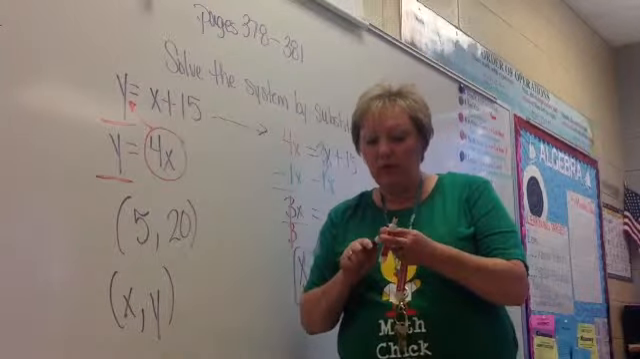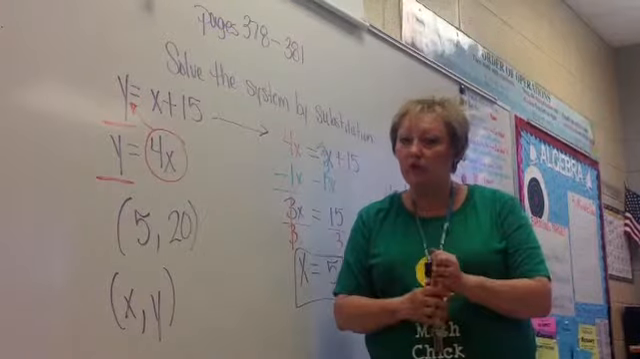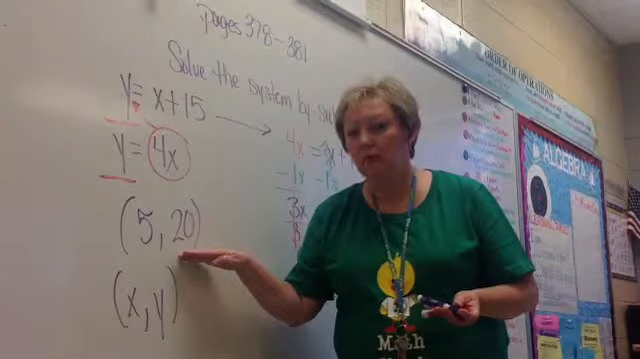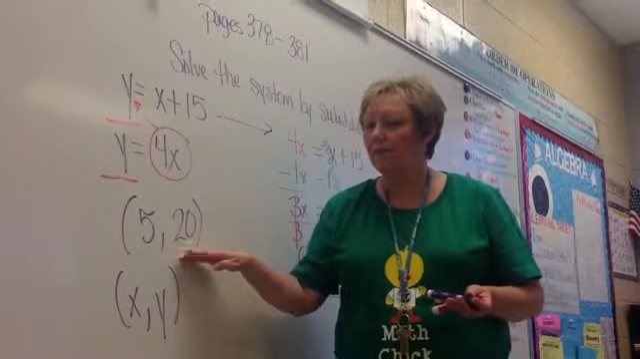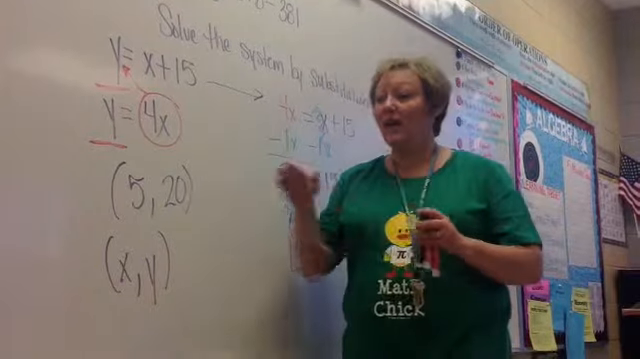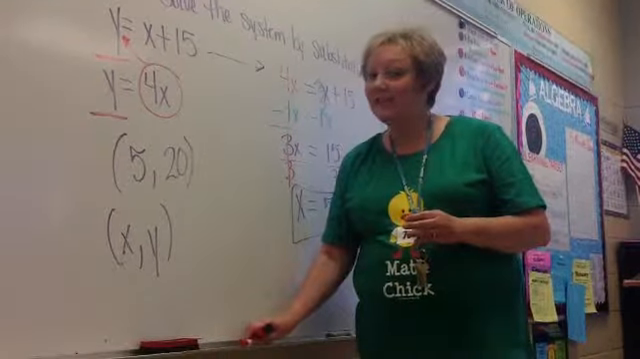Now, I know that we've done some graphing here lately, so if you want to convince yourself that (5, 20) is your solution, I would suggest that you go back and graph both of these equations and see if you get this as the intersection. Next example coming up.